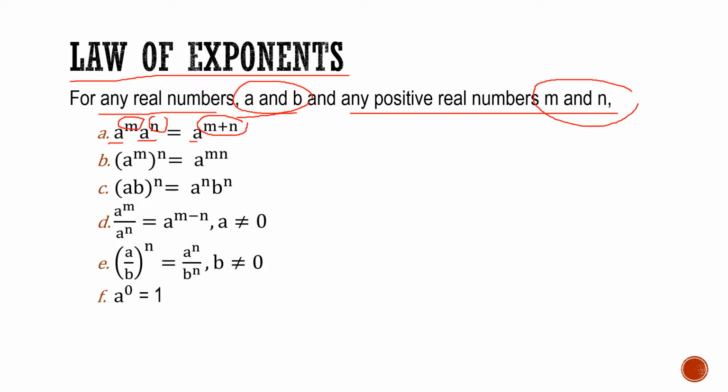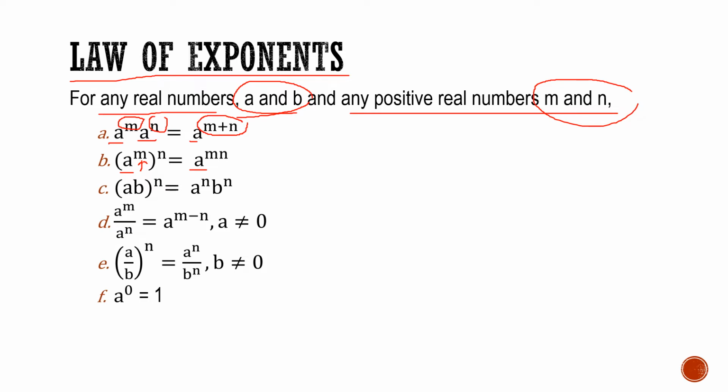For letter B, or your second law, your a raised to m, your exponent here is m raised to n. So we simply multiply your m and n and apply it to your base a. So that will be your second law. It's a different thing once there are two bases with two different exponents. We simply add your exponents if your two bases are the same values, meaning we add the two exponents attached to them.